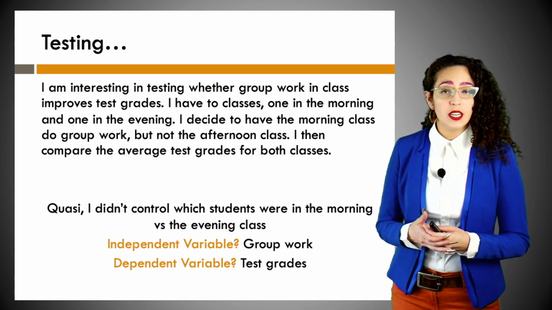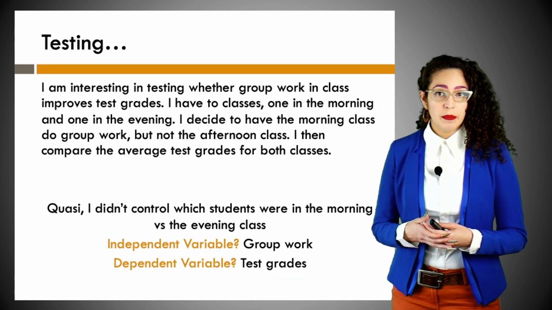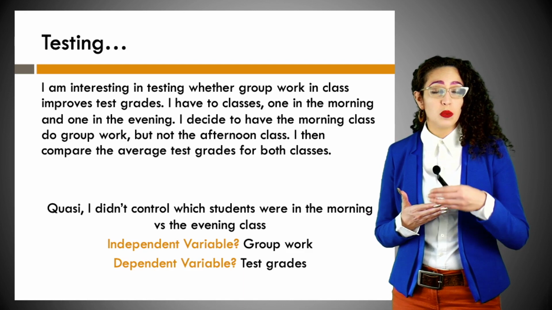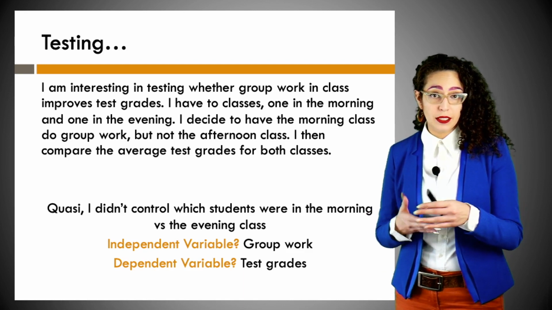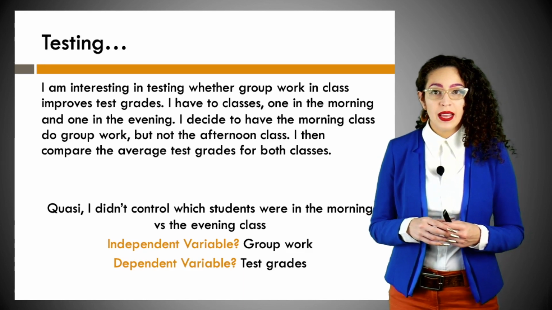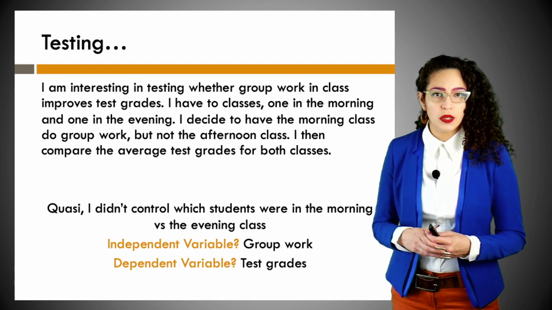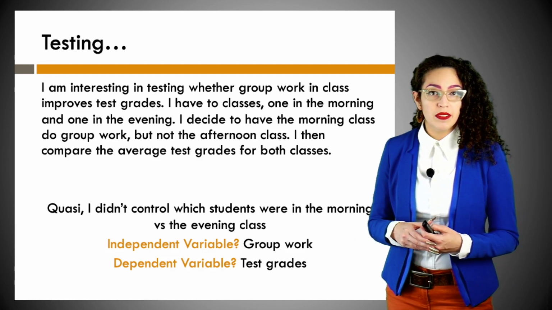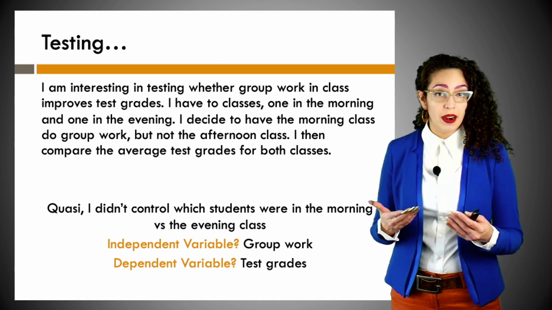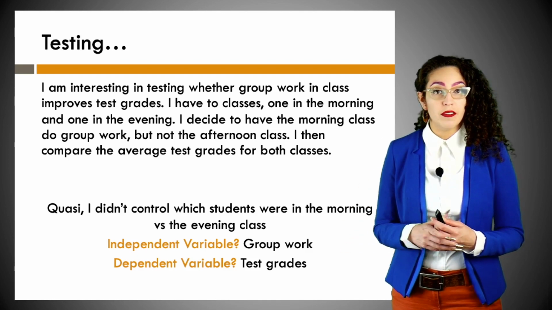In this case, it is a quasi-experimental design because I didn't control which students were in the morning versus the evening class. You all were self-selecting. And the independent variable is that group work. That's like the new treatment I'm trying to give the students. And the dependent variable is that test grade. That's what I'm going to compare afterward to see if group work had any effect.